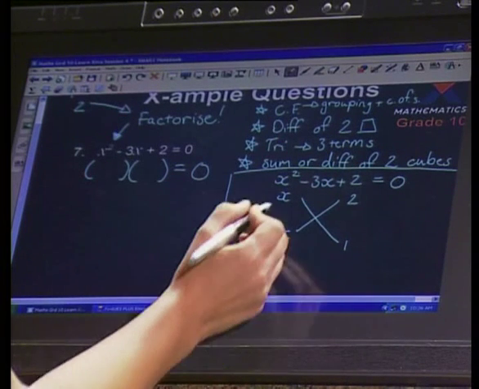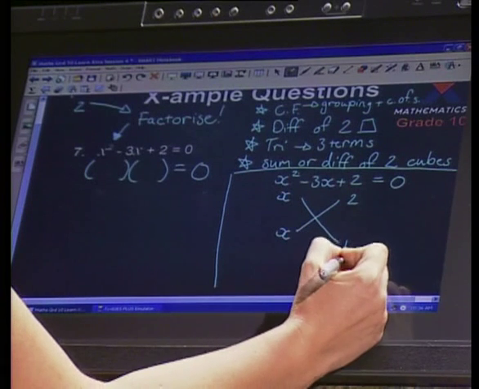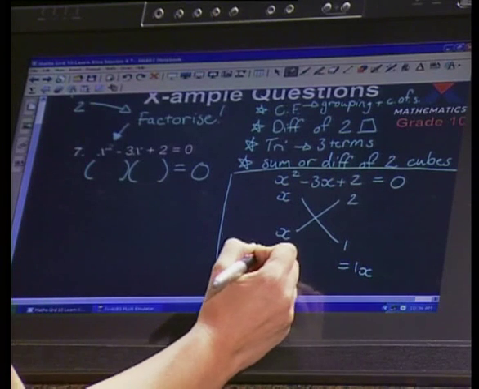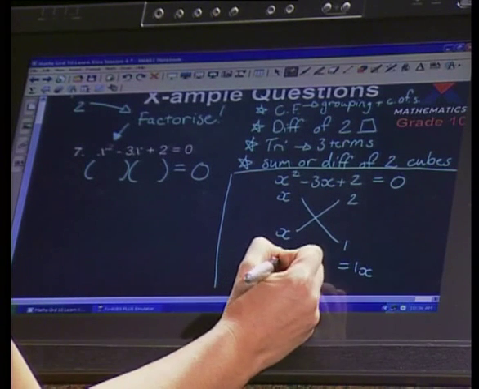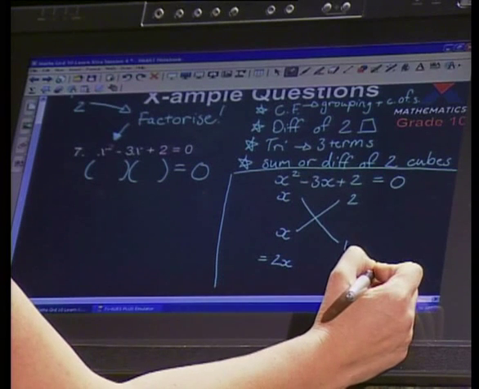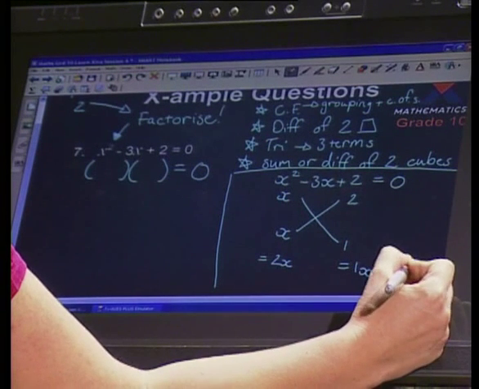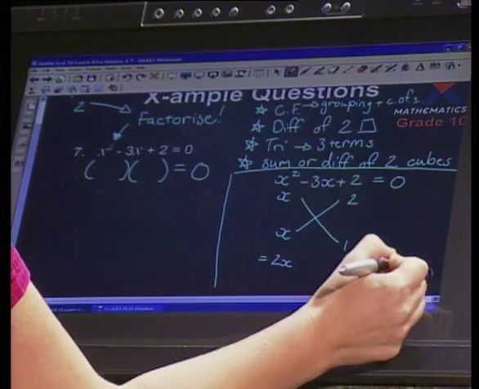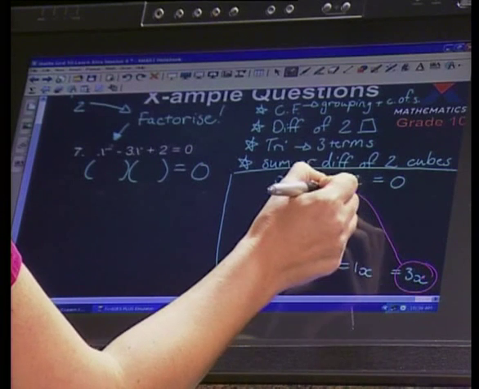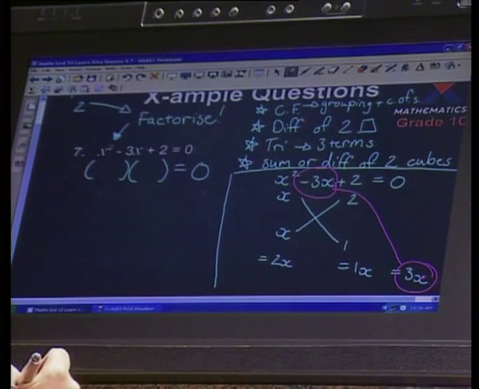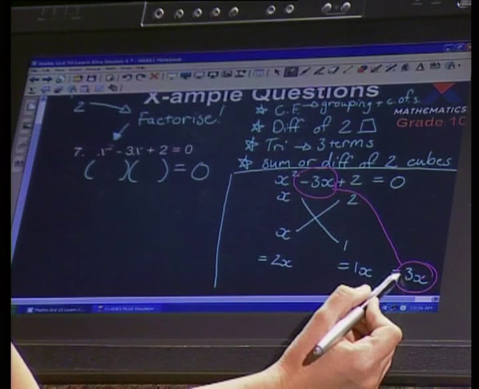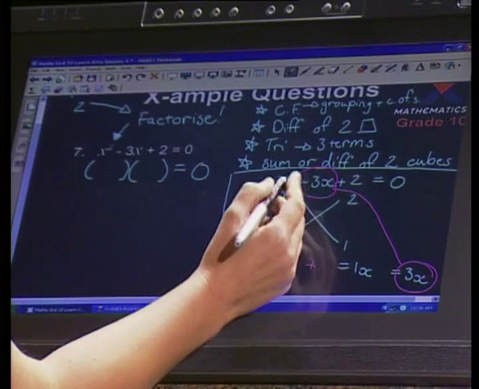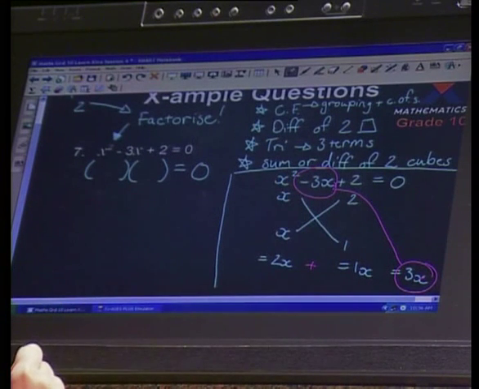Now we're going to multiply across these lines. So x times 1 is equal to 1x, and 2 times x is equal to 2x. Now 2x plus 1x equals 3x. The whole point of this is to try and get this answer over here to be the same as the middle term. Is it the same? No, it isn't. We have positive 3x as our final answer when we've added those two together, and we want minus 3x as our final answer.